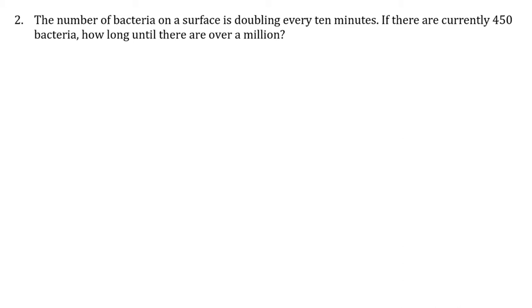So we didn't do one quite like this, although they were in the practice. We did a half-life one, which is one that gives you the multiplier. So this one's a bit different. The number of bacteria on a surface is doubling every 10 minutes. So this is the doubling type, but it is the type where you're given the base. It's not a percentage increase or decrease type question. If there are currently 450 bacteria, how long until there are over 1,000,000? So I'm going to use B for bacteria.